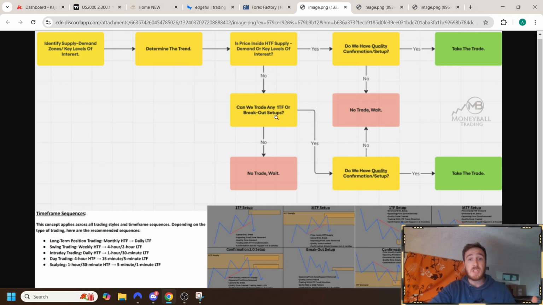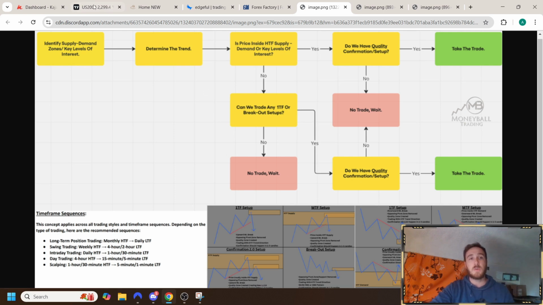So we're going to go over more examples, but we have this other section here because now you might be wondering, okay, if we aren't inside these areas of interest, can we still take trades? Well, yes, of course we can. That's why there's the one time frame setup and the breakout setup and the confirmation 2.0 setup. You might not be inside a higher time frame zone, but this is where we ask, can we take a one time frame setup or breakout setup? Do we have confirmation? Yes, we do. Take the trade.